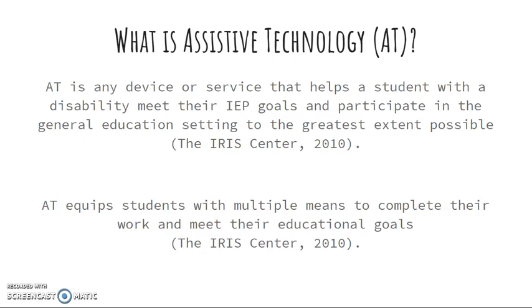So what is assistive technology? Assistive technology is any device or service that helps a student with a disability meet their IEP goals and participate in the general education setting to the greatest extent possible. It equips students with multiple means to complete their work and meet their educational goals in the least restrictive environment.